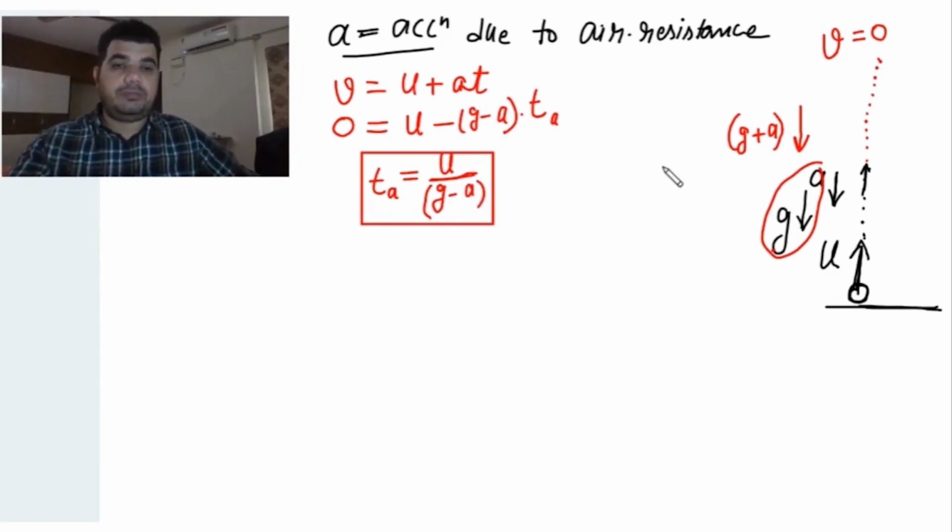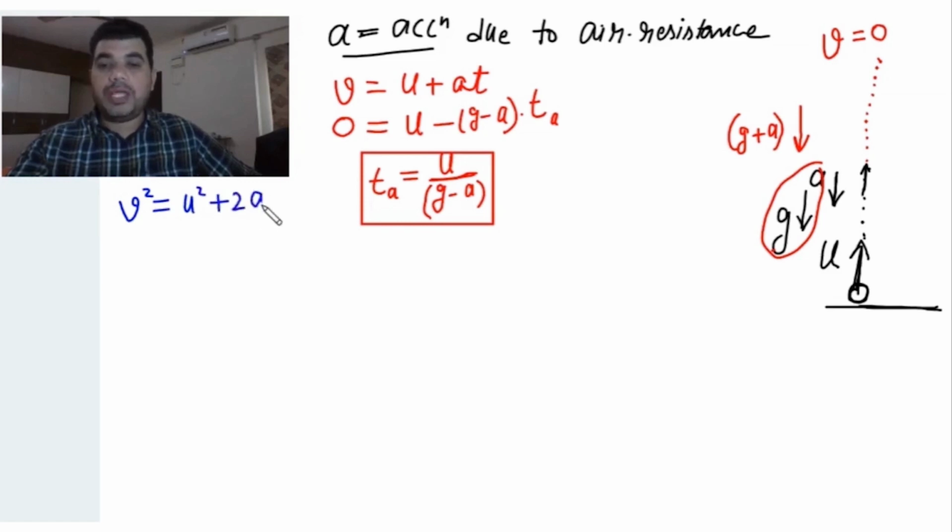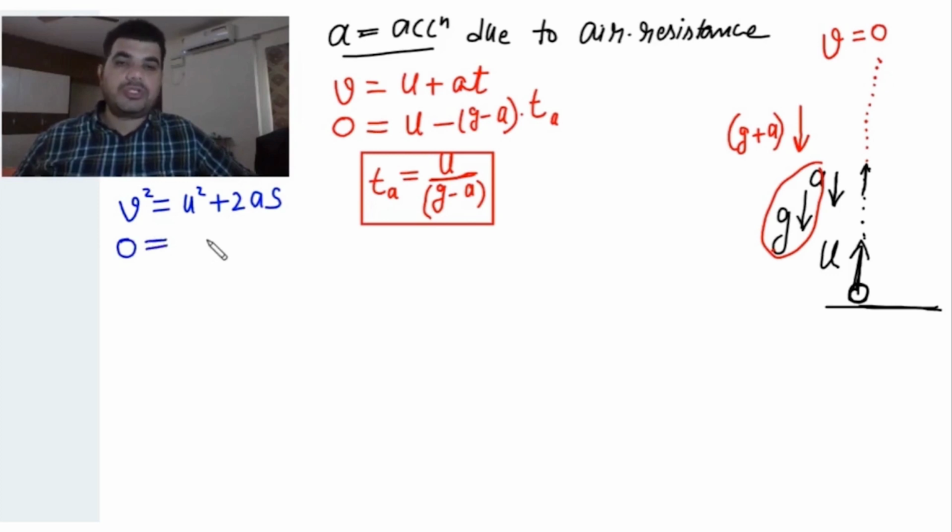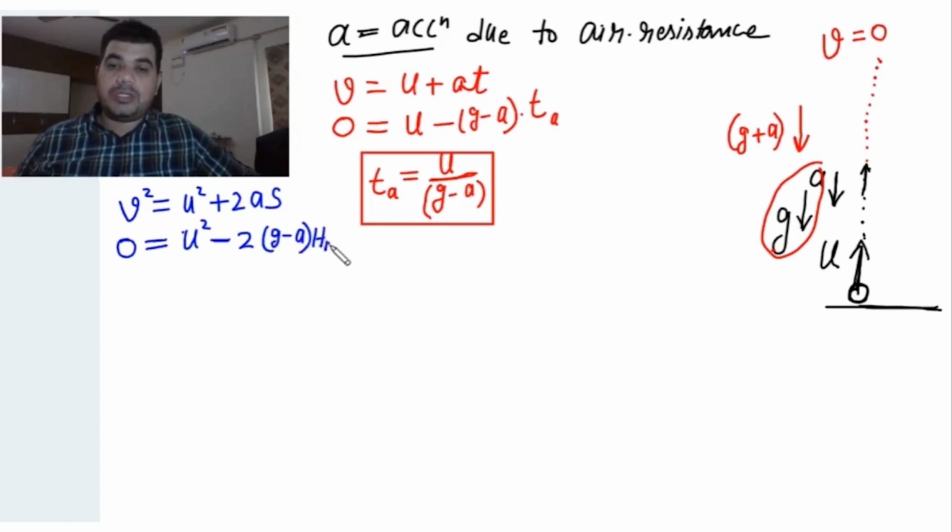If you have to find time of descent, before that we have to find the maximum height. So what formula should we apply? For maximum height we can apply v square is equal to u square plus 2as, and at maximum height velocity is 0. So 0 is equal to u square, because initially you throw the ball with velocity u, minus 2 times acceleration, which is g minus a, and s is h max.